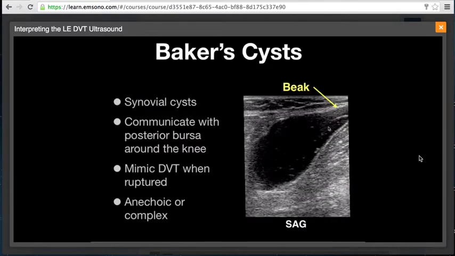Baker's cysts are going to be synovial cysts. They communicate with the posterior bursa around the knee, and they may mimic DVTs when ruptured. They can appear anechoic or complex. Here you can see the beak or the connection point with the synovium in a sagittal view here of a patient with a Baker's cyst.